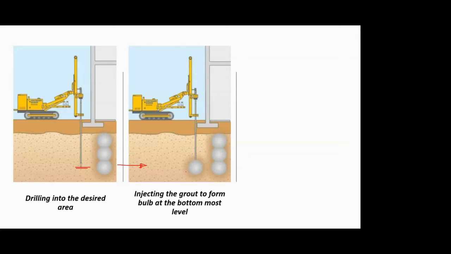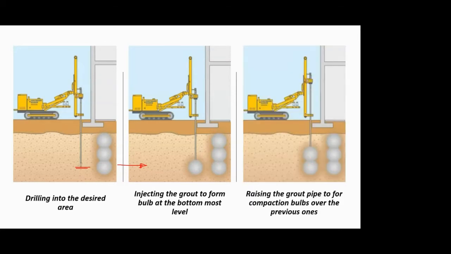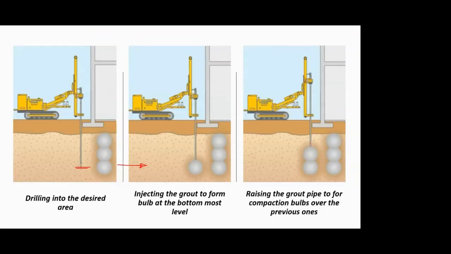Then the bottommost bulb will be formed, and then you start withdrawing the drilling casing and simultaneously creating such bulbs. In this way you will stabilize the soil, and then this foundation will be stabilized, and then maybe you can have an excavation over here. In that case, this soil will not move because its density is increased, so the excavation or construction work in this area will not affect the foundation as such. So this is the second method of grouting, that is compaction grouting.